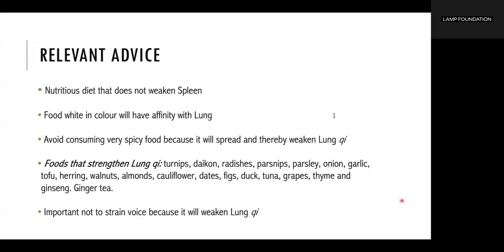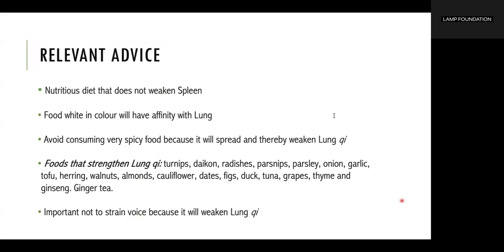Because this is a qi deficiency condition, the advice given for spleen qi deficiency and kidney qi deficiency will also apply here. That is, the person should eat a diet that is nutritious but does not weaken the spleen. Food that is white in color will often have an affinity with the lung and can be used to focus qi tonics on the lung. The person should avoid consuming food that is very spicy because it will spread and thereby weaken lung qi.